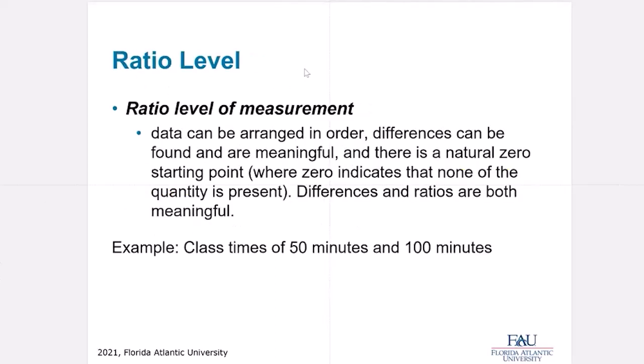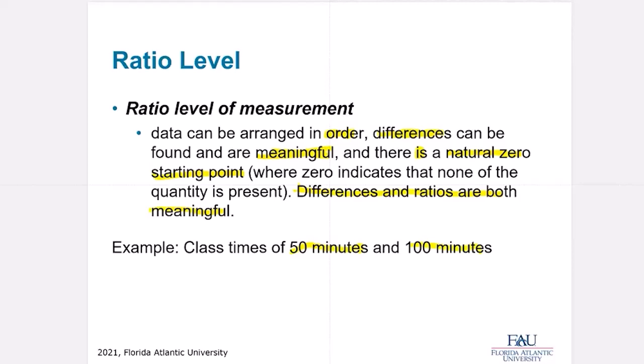And then we have ratio level. Ratio level is the highest level of quantitative data. It can be arranged in order. The differences are meaningful. There is a natural zero starting point where 0 indicates that none of the quantity is present. Differences and ratios are both meaningful. Differences means subtraction. Ratio means like miles per gallon is a ratio. It's division. An example is a 50-minute class and a 100-minute class.